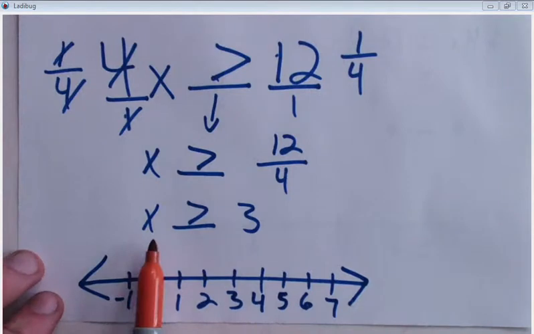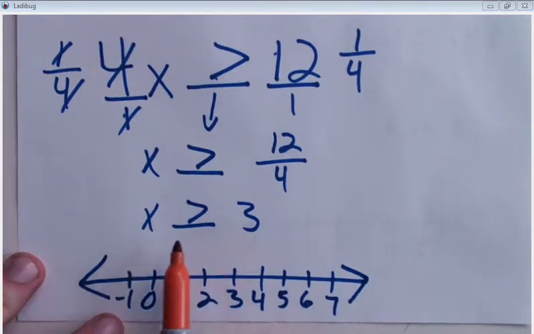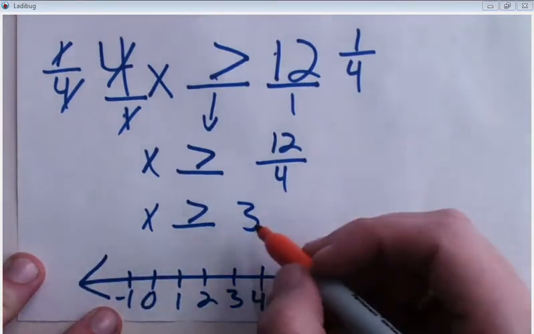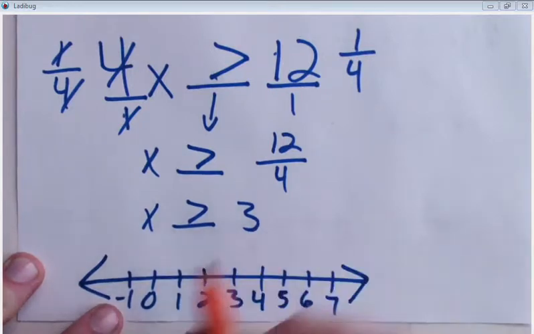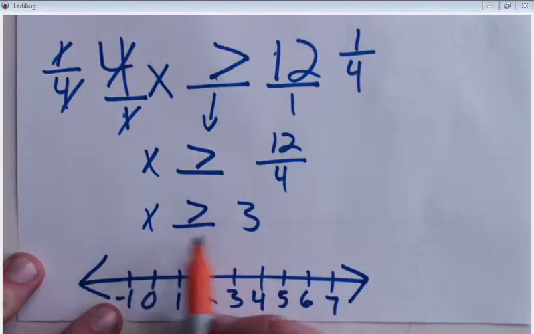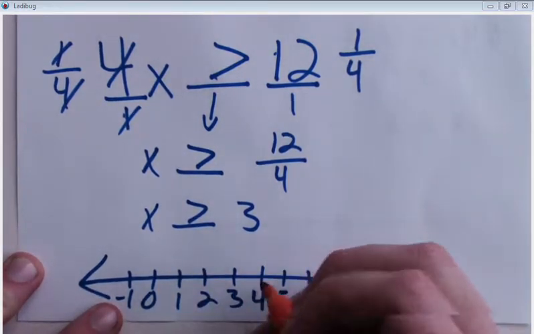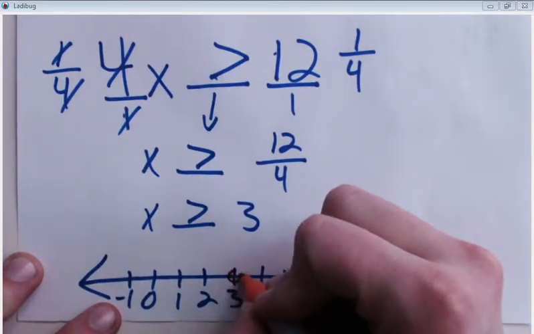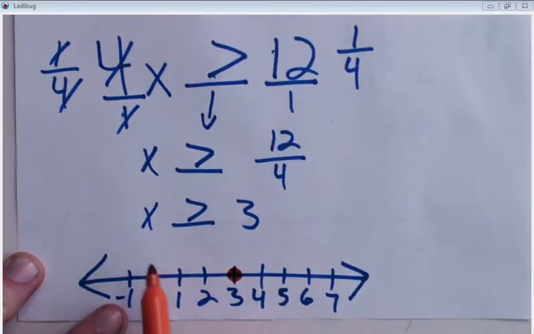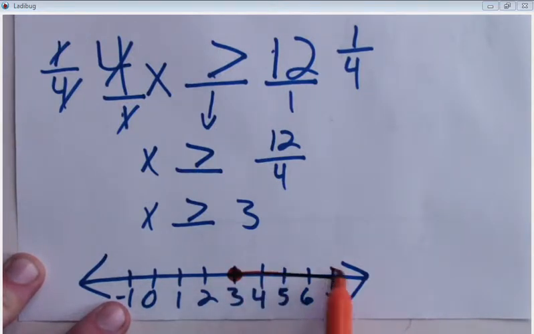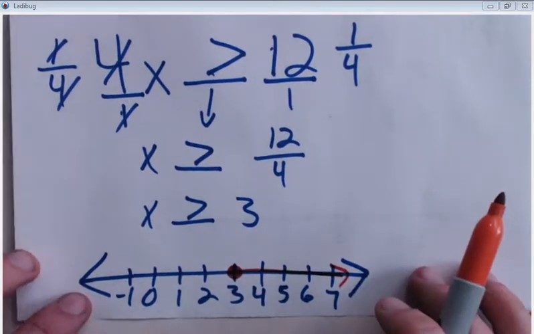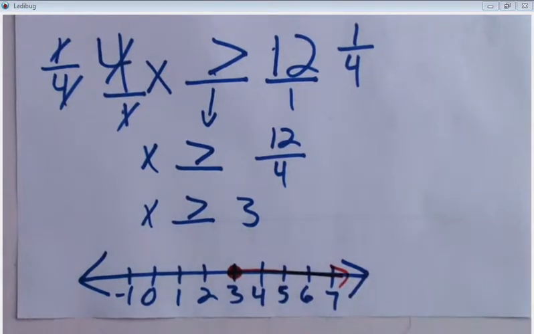Okay, so when I read this, it says x is greater than or equal to 3. So what I want to do is first start with my 3. And since I've got the equal sign, that means it's going to be a completely colored in circle. So I'm going to go ahead and do that real quick. And then x is going to be greater. So I want to go to the right so that everything beyond 3, everything greater than 3 could potentially be that variable x. All right, so that's the first example. Let's go ahead and move on to the second one.